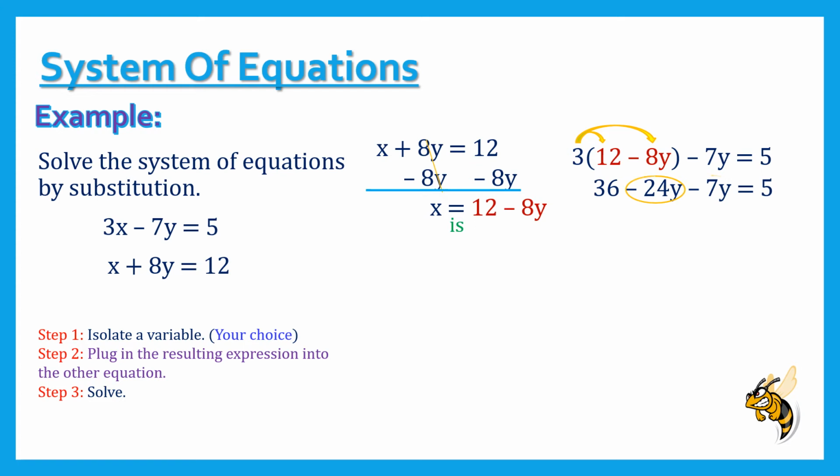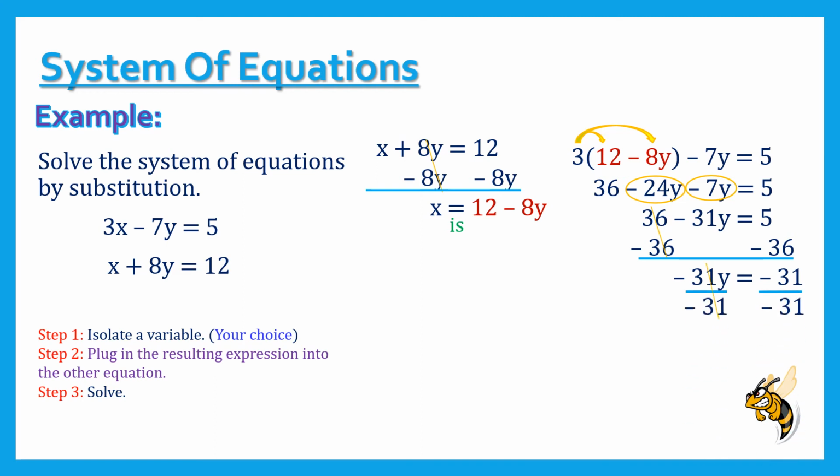I'm going to combine like terms. Now I'm going to have 36 minus 31y equals 5. I'm going to subtract 36 from both sides. So now I end up with negative 31y equals negative 31. I want to get rid of the coefficient of negative 31, so I'm going to divide both sides by negative 31. So therefore y is equal to 1.